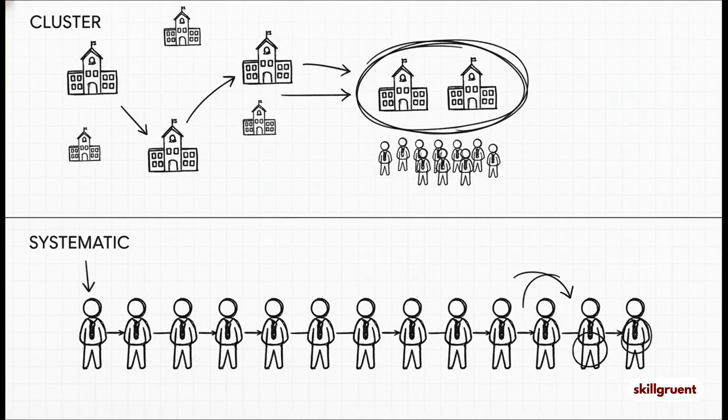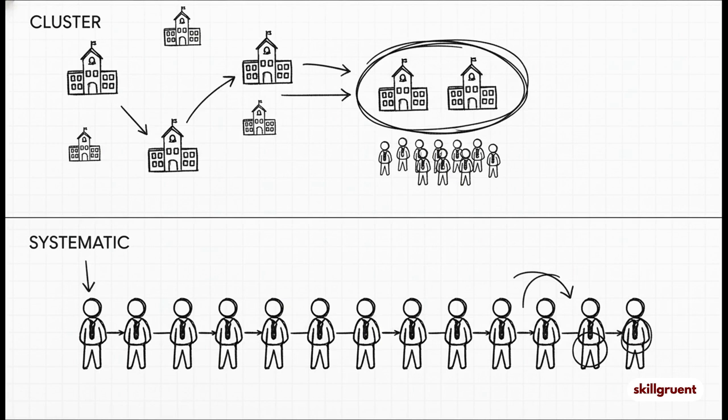And there are a couple other key players in the probability crew. First, there's cluster sampling. This is a lifesaver when your population is spread all over the place. Let's say you want to survey all high school students in a state. That's impossible. But what you can do is randomly select 20 schools, those are your clusters, and then survey every single student inside those 20 schools.